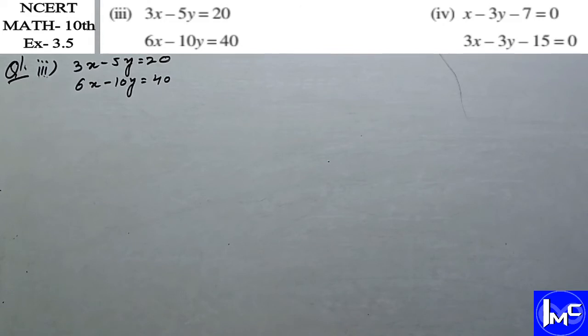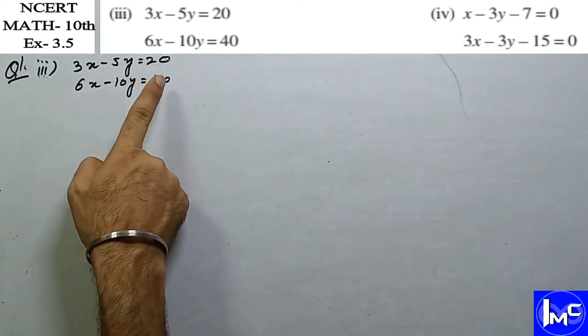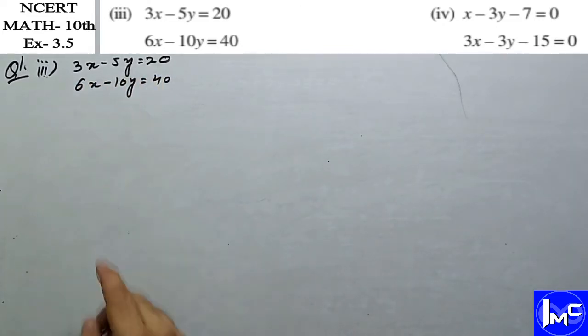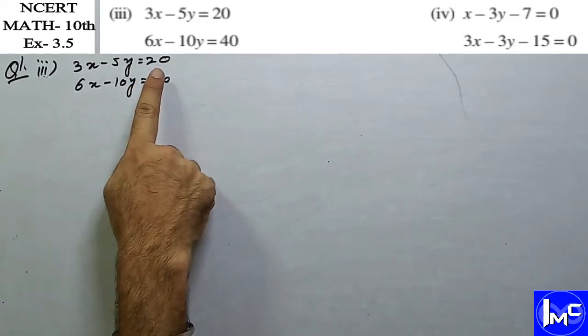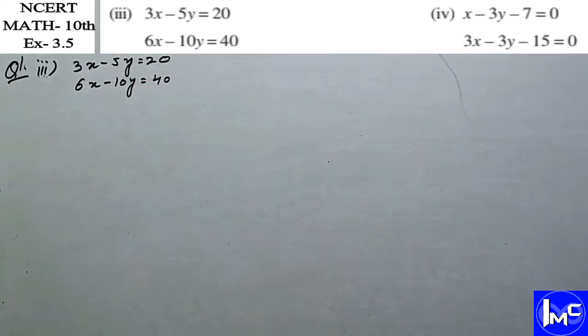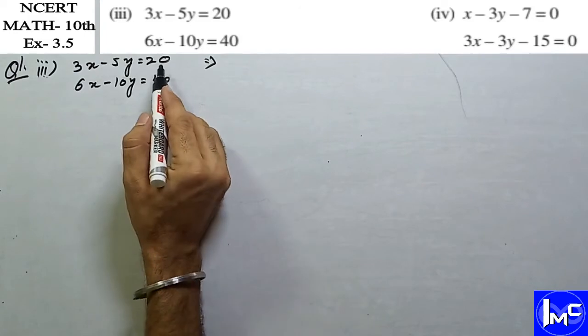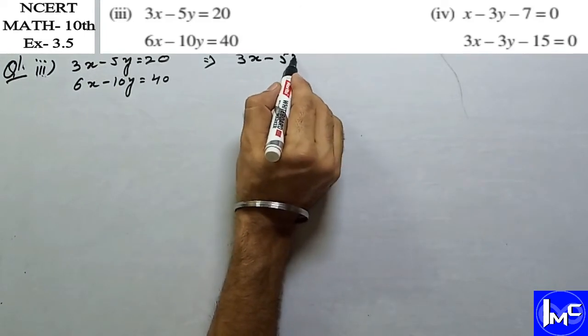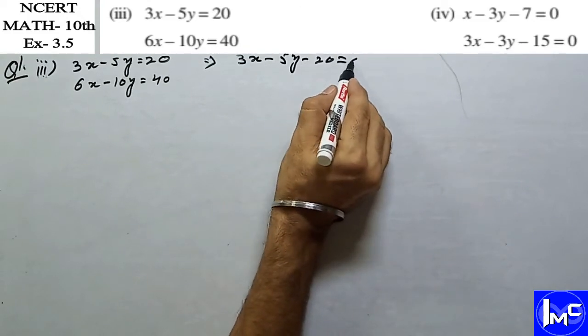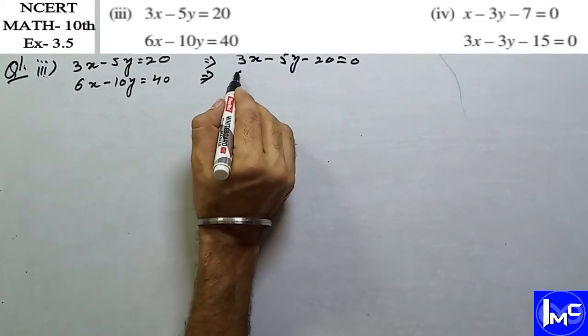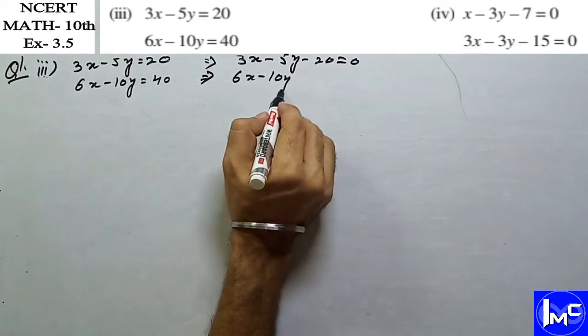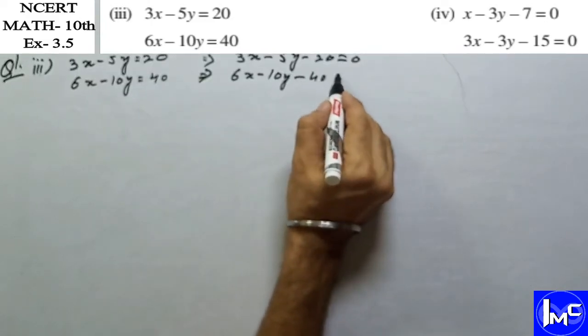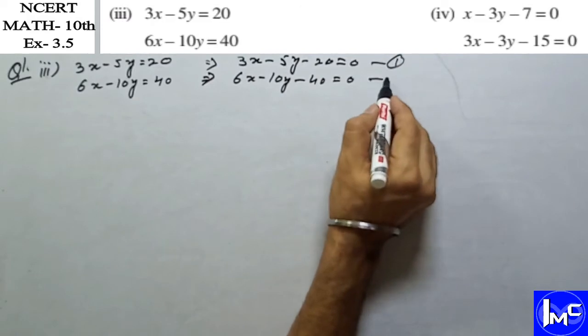Next question is 3x minus 5y is equal to 20 and 6x minus 10y is equal to 40. Again, we will make this side of the equations 0 by shifting this constant term to the left side. It will be 3x minus 5y minus 20 is equal to 0, and it will be 6x minus 10y minus 40 is equal to 0. This is first equation and this is second.